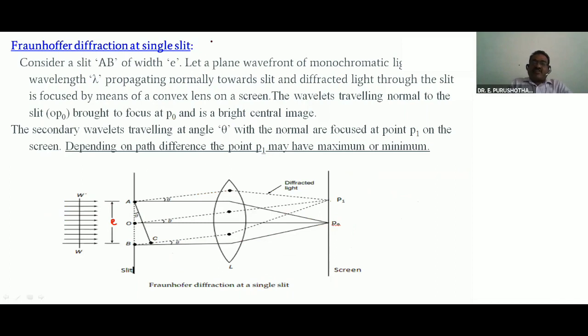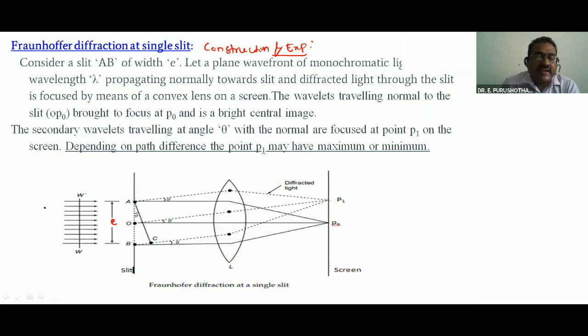So explanation, construction and explanation, you can write in your own words. So listen again here. Consider AB is equal to small e. Consider AB is a single slit. E is the width of this single slit. At a small distance, let us take a convex lens. From the convex lens, at a distance of focal length, let us take a screen.